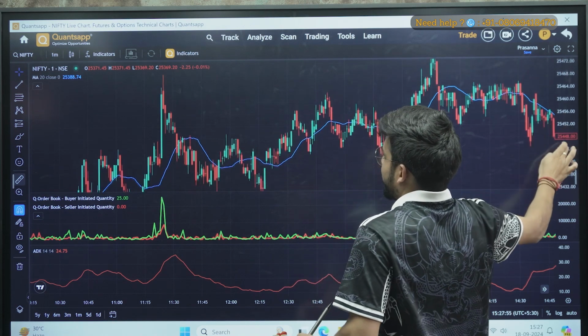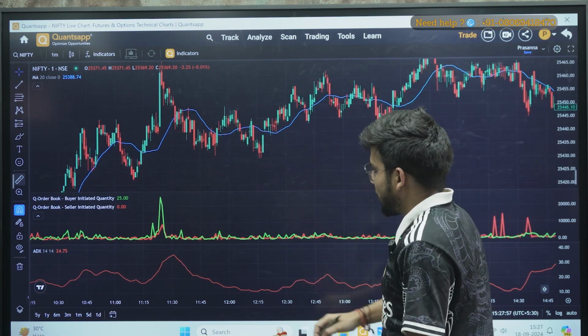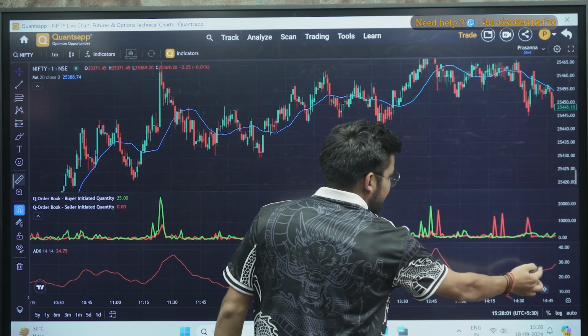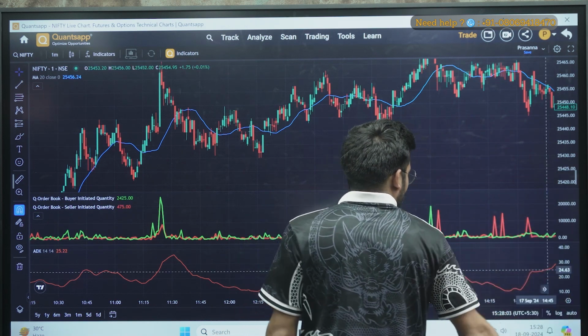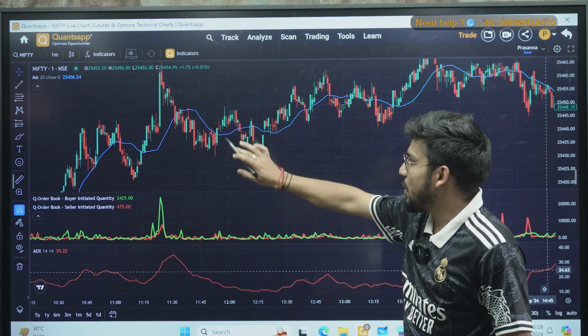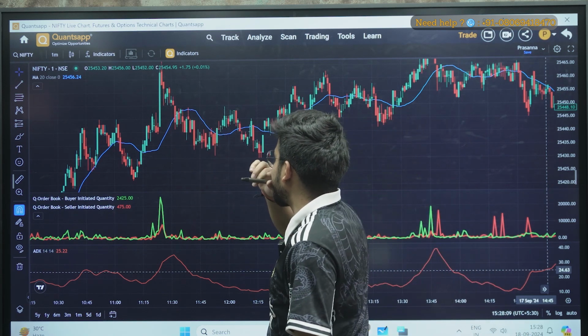Yeah, correct. Okay. Now here you can see your ADX is below 25. You can see the range here. Right now, this is the 25 level. So my ADX is below 20 at this level. Now I have to go with the chart, the candles, right?